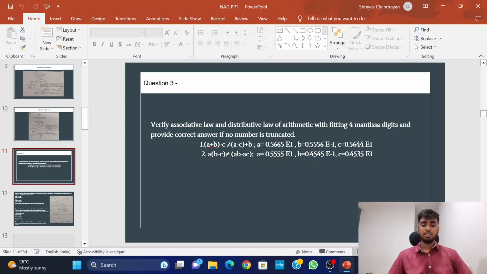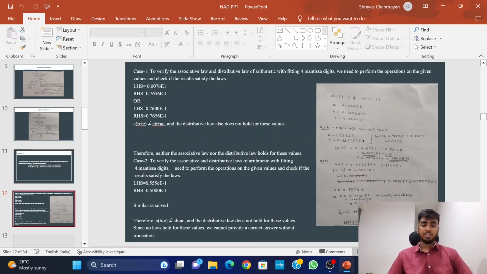And second equation is a into b minus c is not equal to ab minus ac, where a is equal to 0.5555 e1 and b is equal to 0.4545 e minus 1 and c is equal to 0.4535 e1. Let's see our case 1. To verify the associative law and distributive law of arithmetic with floating four mantissa digits, we need to perform the operation on given values and check if the result satisfies the law.